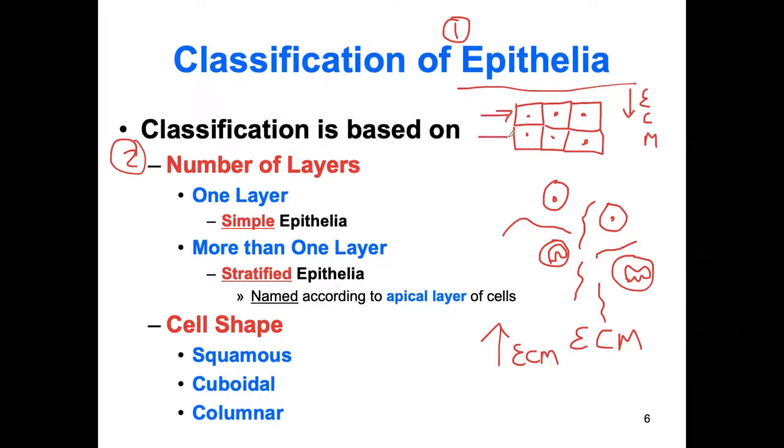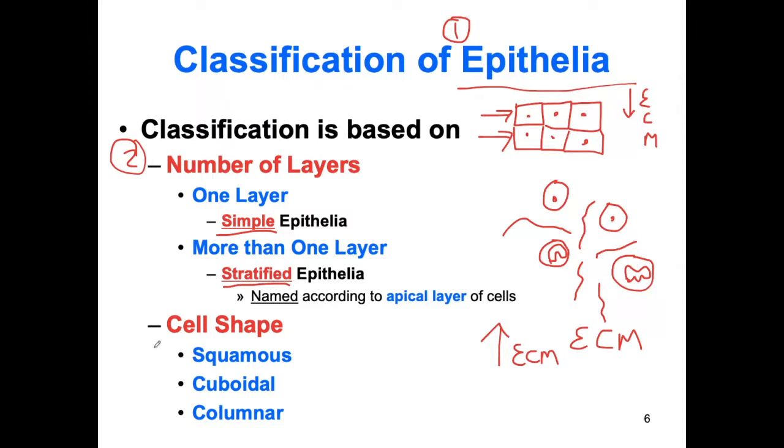So here's one layer, and here's another layer. So we see 2 layers, one stacked on top of the other. So is it one layer or is it more than one layer? If it's one layer, we call it simple epithelium. And if it's more than one layer, it's stratified. In this case, we have more than one layer. So it's a stratified epithelium.